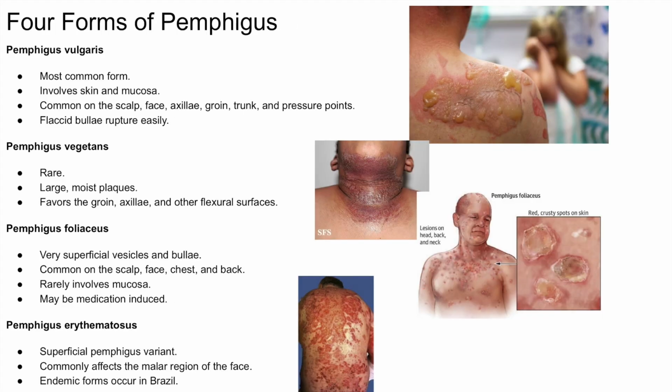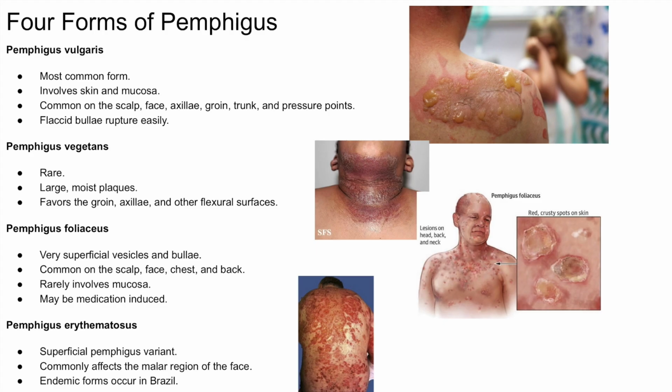All right, so pemphigus vulgaris is the most important and common form. It produces fragile bullae and erosions involving both skin and mucous membranes. Pemphigus vegetans is a rare variant that produces large, moist, vegetating plaques, especially in flexure areas such as the axilla and groin.